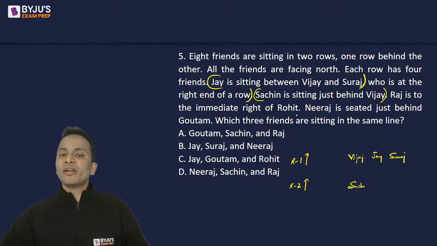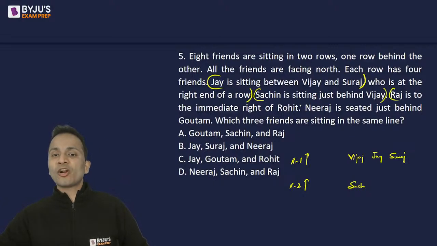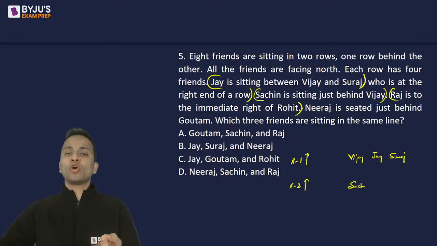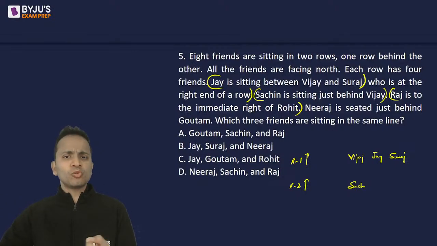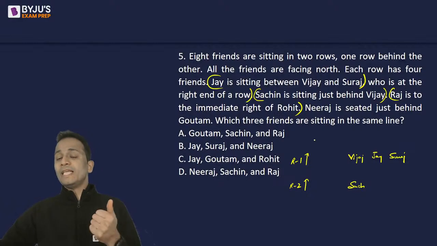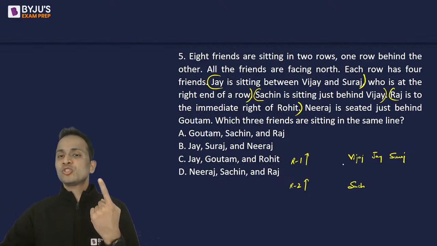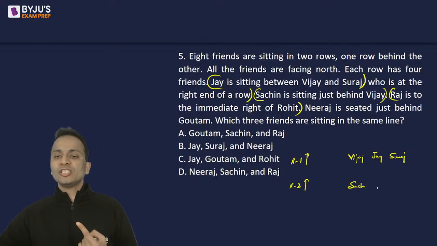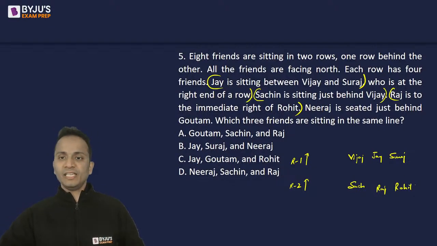Raj is to the immediate right of Rohit. Now Raj and Rohit will have to be in the same row in that case. Since Raj is to the immediate right of Rohit, Raj and Rohit will be in the same row. They cannot be in the first row because there is space for only one person left in the first row. So Raj and Rohit will be in the second row, definitely.